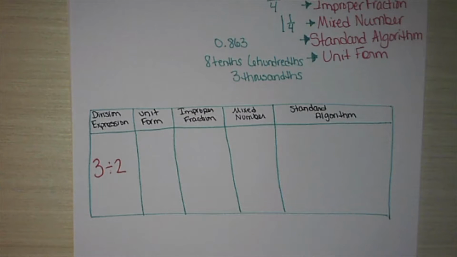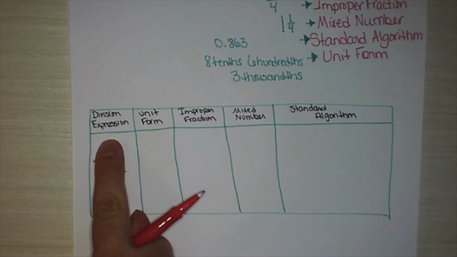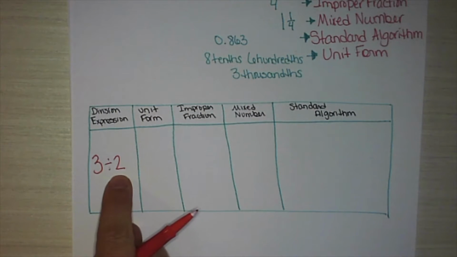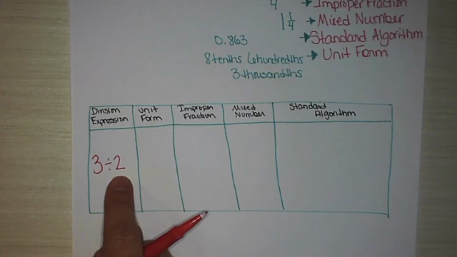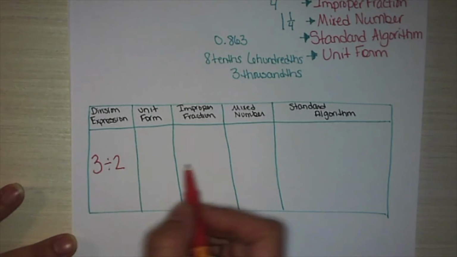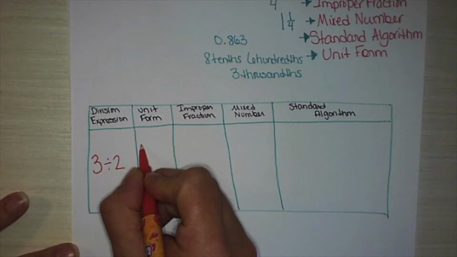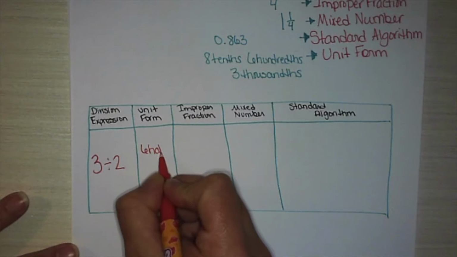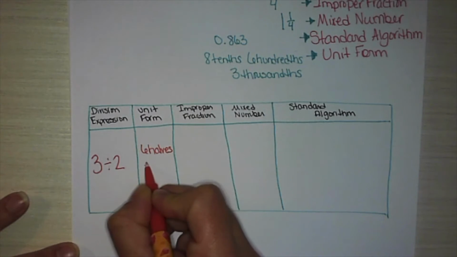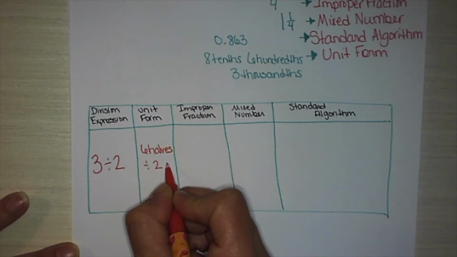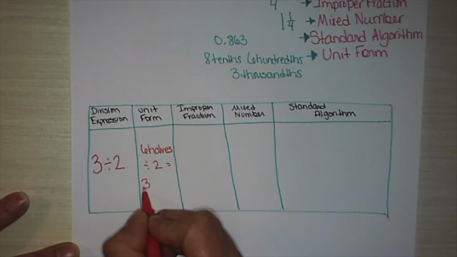All right, guys, so we're going to fill in this chart. First of all, I have the division expression, 3 divided by 2. When we would do this before, we would get a remainder, but we're not going to get a remainder anymore. We're going to start getting a fraction. So my unit form is 6/2 divided by 2 is going to equal 3/2.